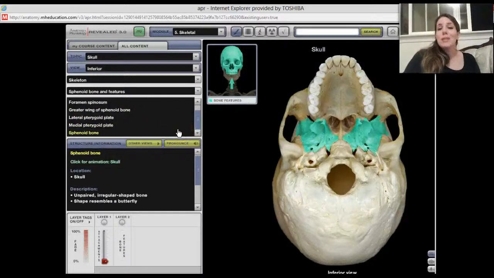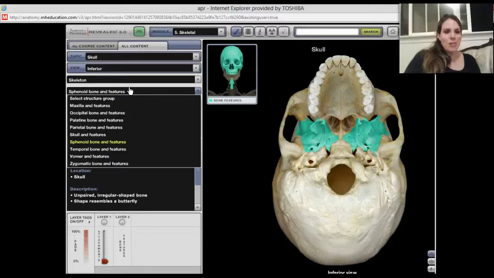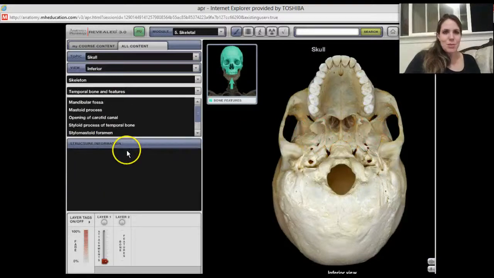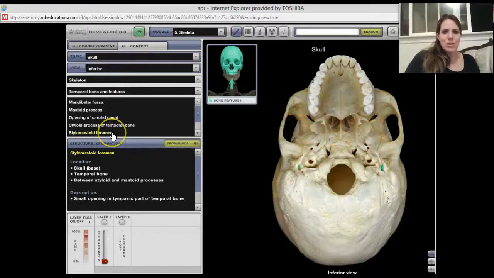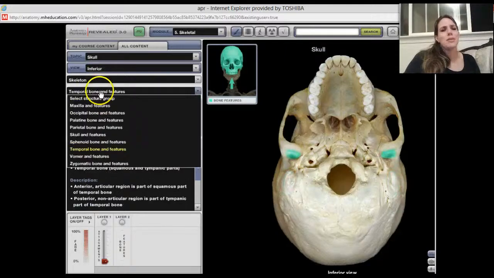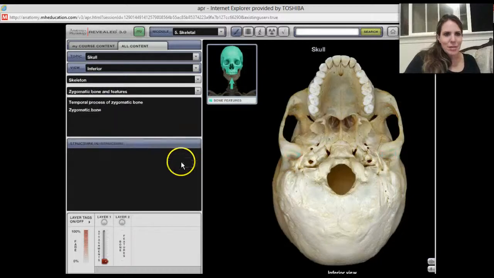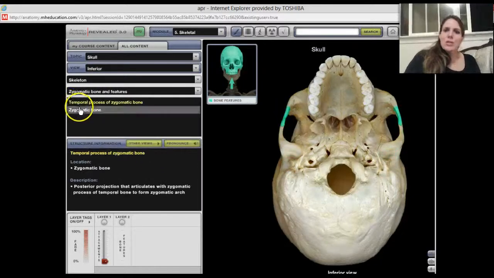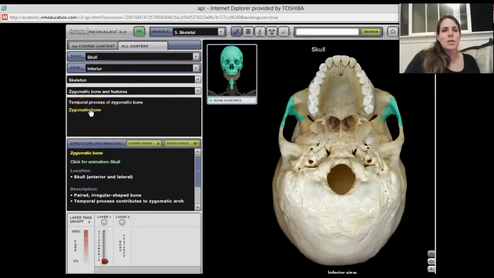So remember, if this sounds like it's going too fast, you can pause this and rewind it as much as you want. The beauty of online. Let's go to the temporal bone and features. Okay, we already did these, right? Stylomastoid foramen, styloid process, carotid canal, mastoid process, mandibular fossa. Yeah, we already did those, but you could always use a little more, right? And the zygomatic bone and its features. So there's the temporal process of your zygomatic bone, and there's your whole zygomatic bone.